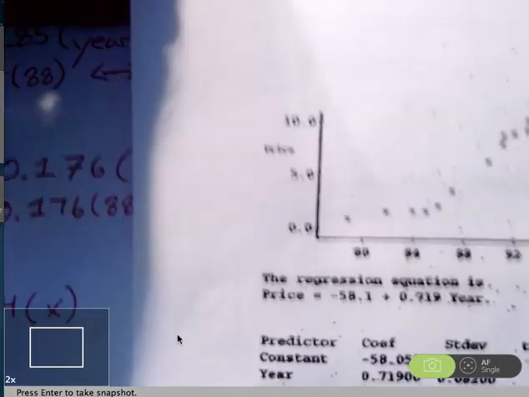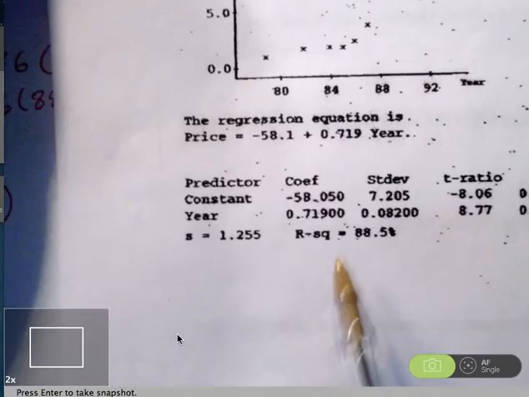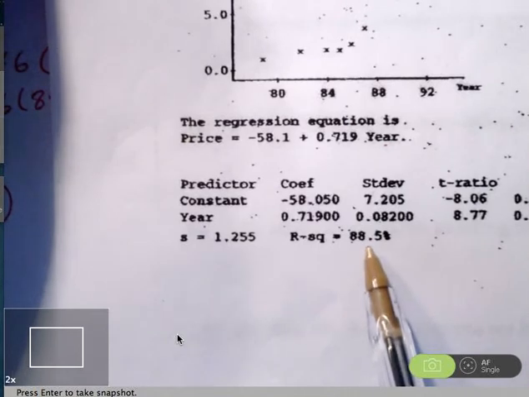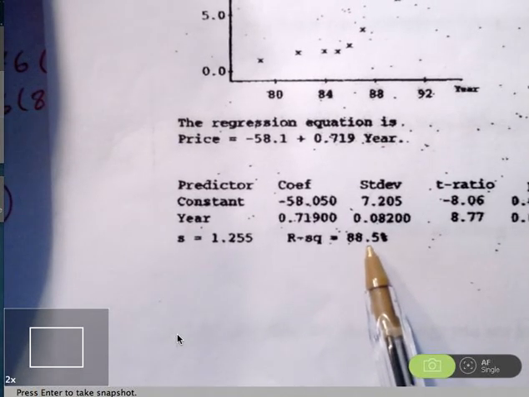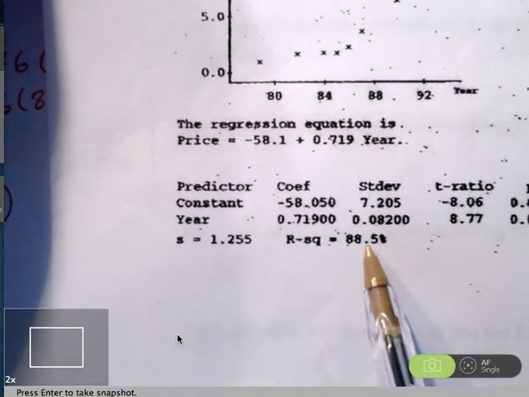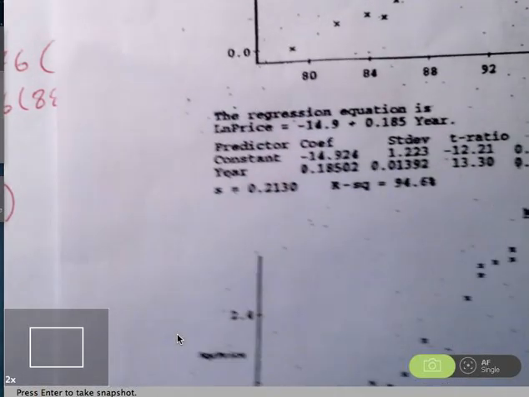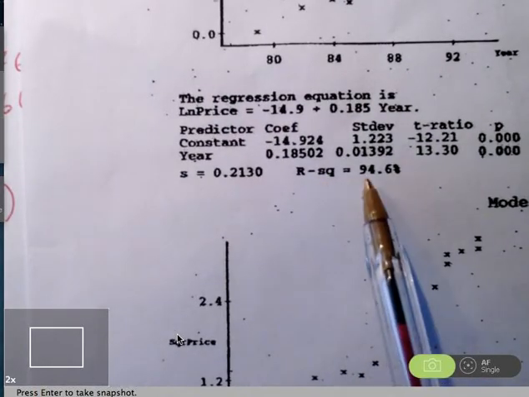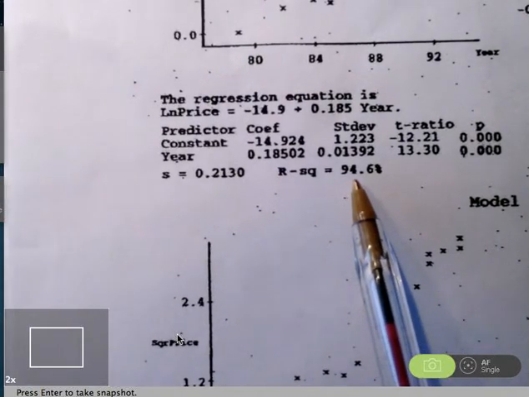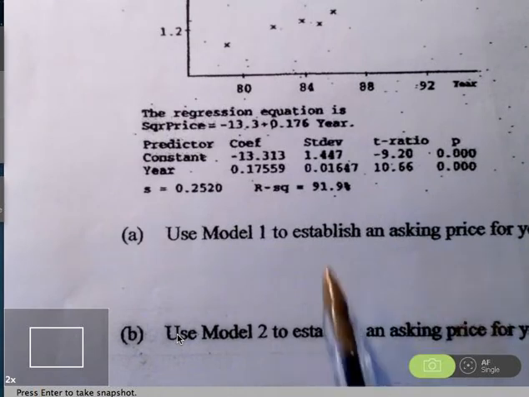So something to think about: in the linear model, 88.5% of the variability in price is being explained by this linear model using the production year. So that's a relatively high R squared value. Same thing for the exponential model and the model with the square root for the output. The exponential model gives me an R squared value of 94.6%. The model involving square roots is at 91.9%.